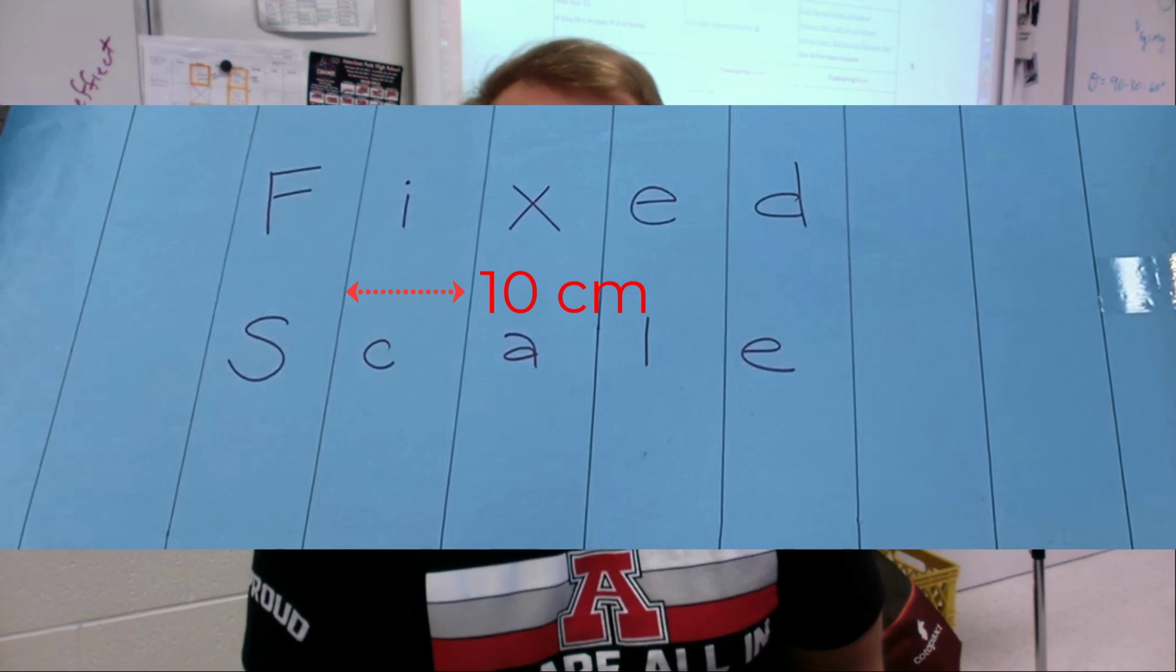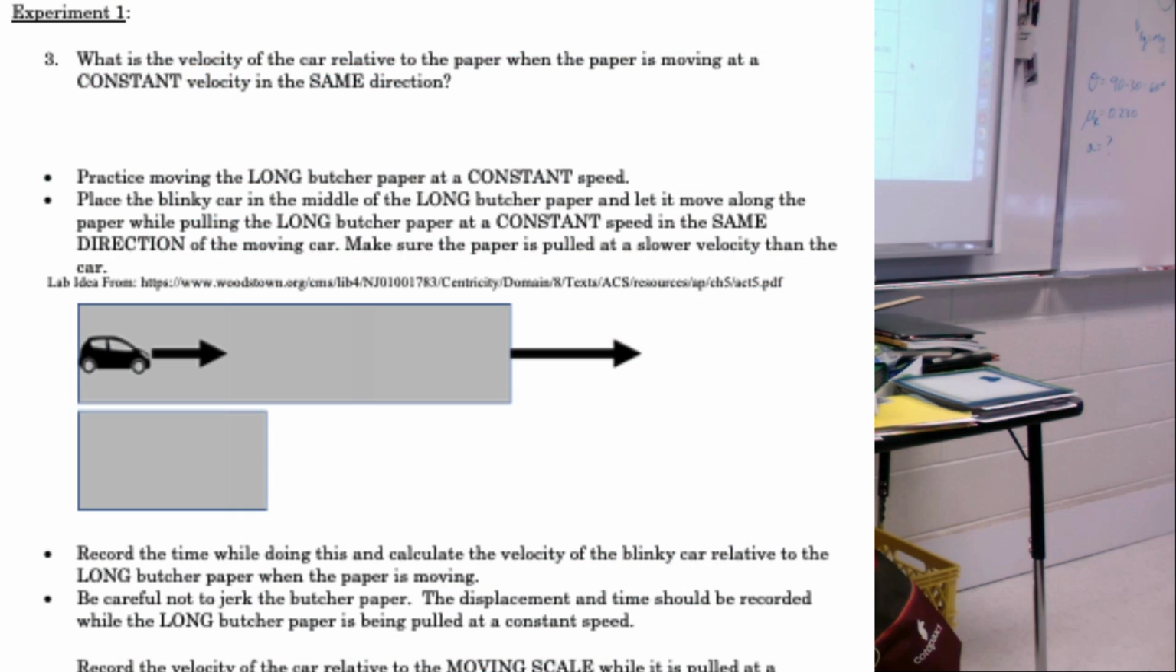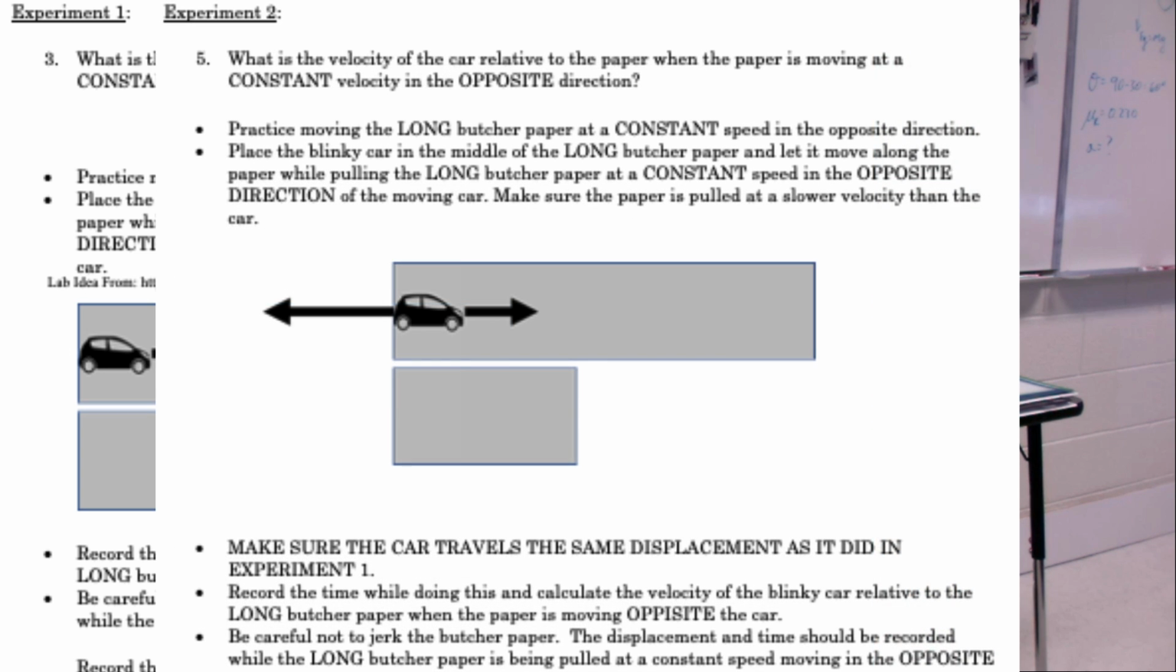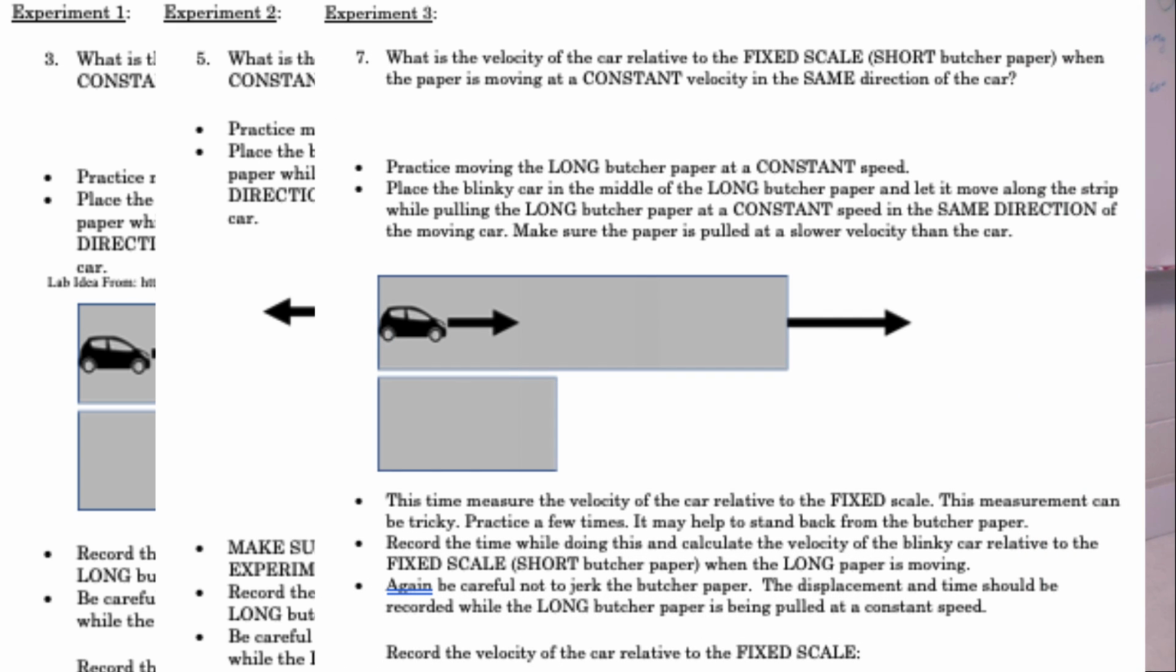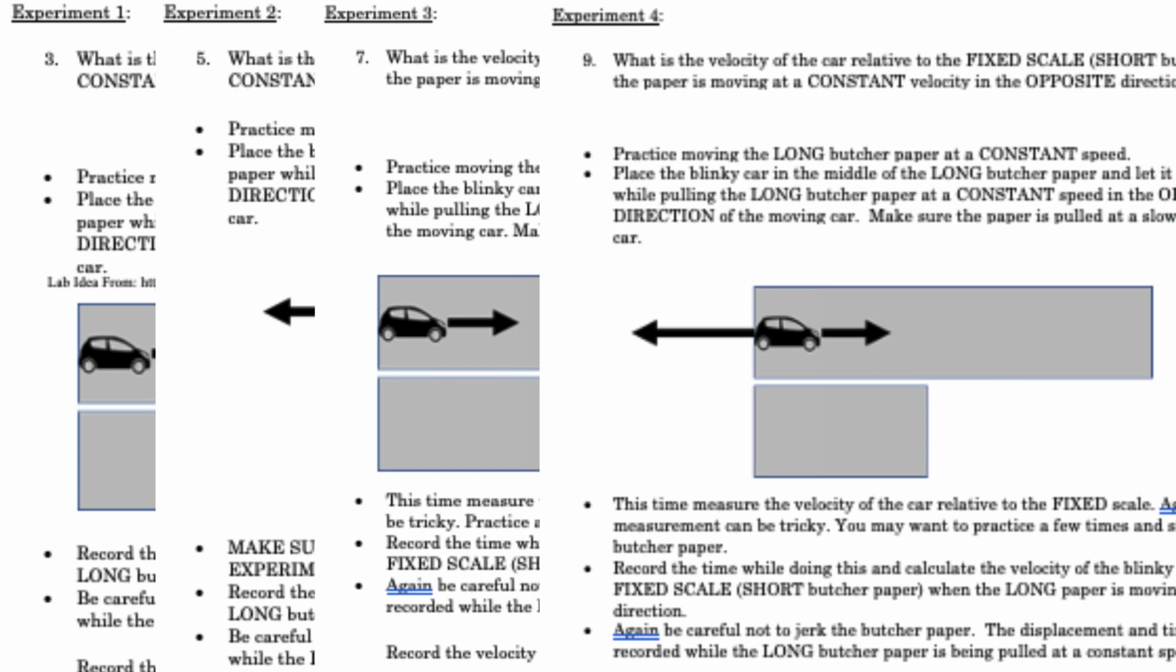After that, you're going to go through a series of experiments that ask you to put the constant velocity car, or the blinky car, on the butcher paper, and then move the butcher paper back and forth in different directions. What you're doing is looking at the velocity of the blinky car relative to the moving butcher paper versus the velocity of the blinky car relative to a fixed position. This is really important because you'll end up with different velocities in different circumstances depending on your frame of reference.